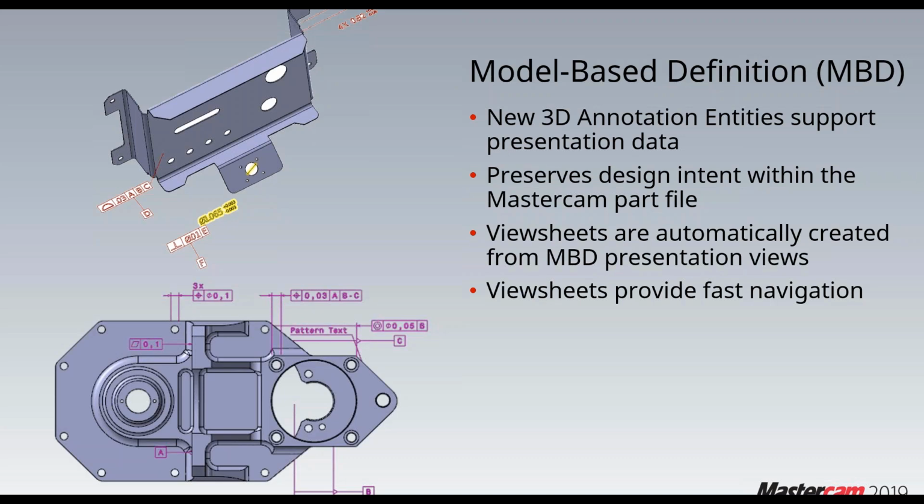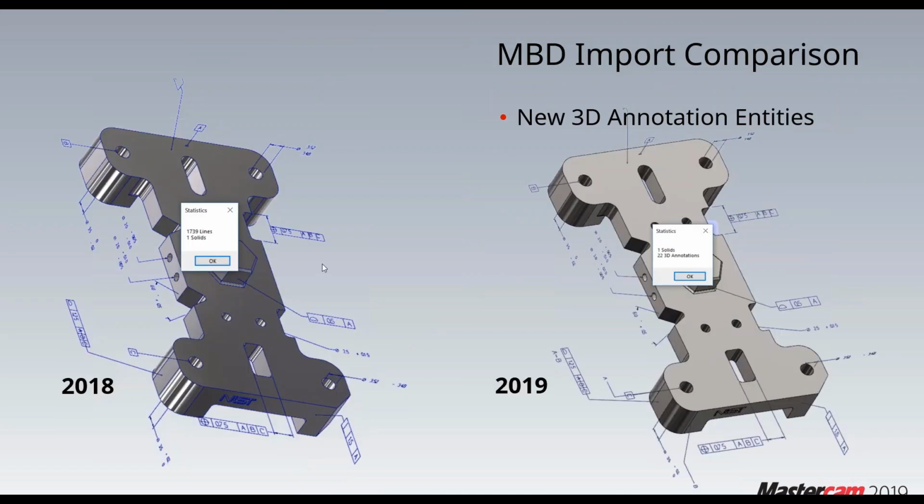So if someone creates an MBD setup in CATIA, let's say, and there are 4 views set up for the part that are all dimensioned out, it'll automatically bring those right into Mastercam as view sheets. If any of you have attended my in-person webinars, I hammer on the view sheet functionality in Mastercam every time, and I can show you that in the software later too. Here's a quick example. In 2018, this MBD annotated part would come in as almost 18,000 lines in one solid body. And then in 2019, it's just 22 annotations and the solid body.